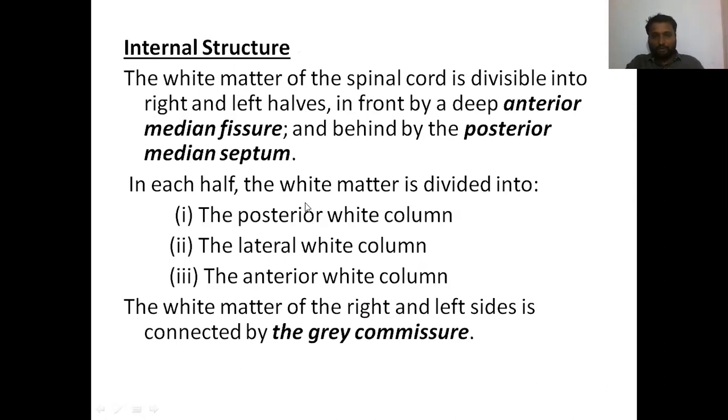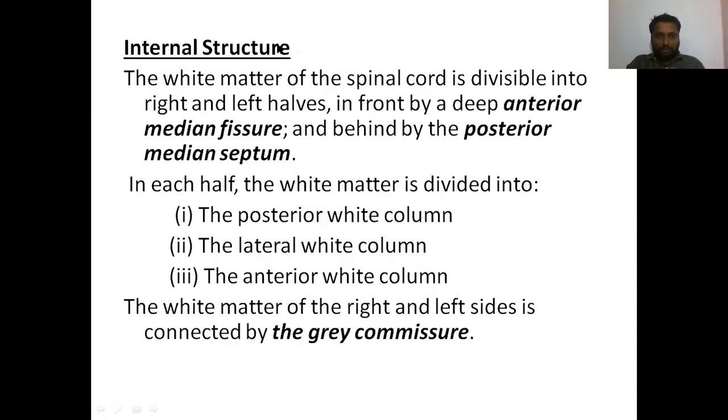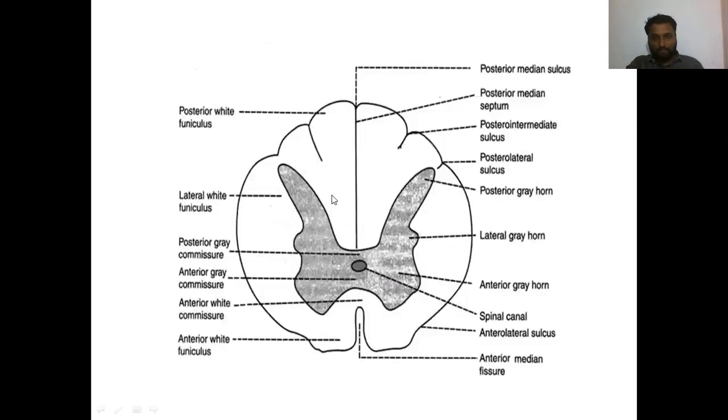Okay, when we take the cross section of the spinal cord, see here, we already saw the spinal cord. This is the cross section of the spinal cord. Okay, so here we can see the interior. Now, the interior or internal structure: when we take the cross section, how is it seen? It is having outer white matter and inner gray matter. See this diagram, this area. This is the cross section of the spinal cord. So it is having inner gray matter and outer white matter.